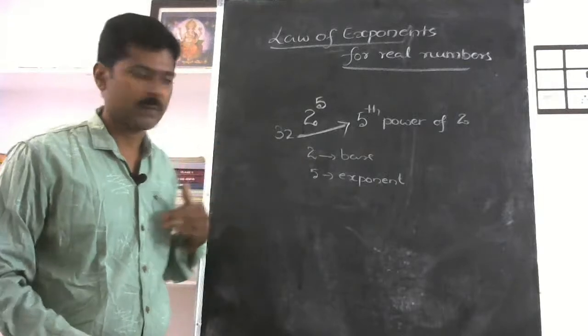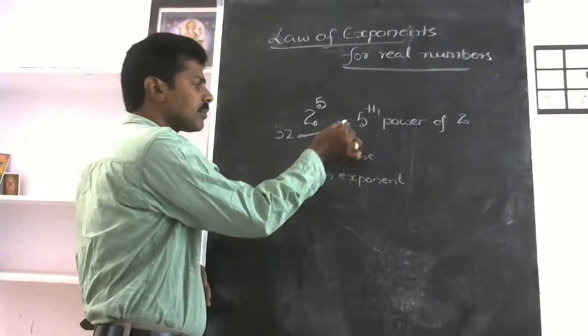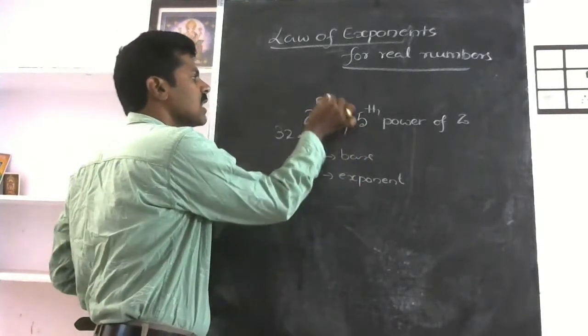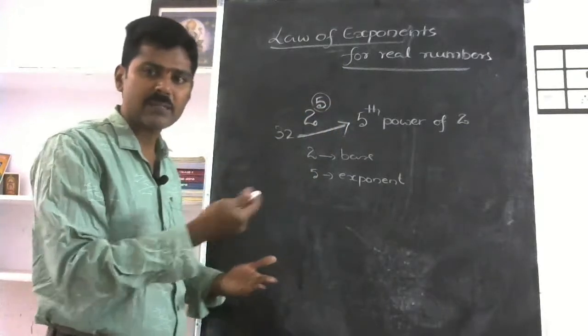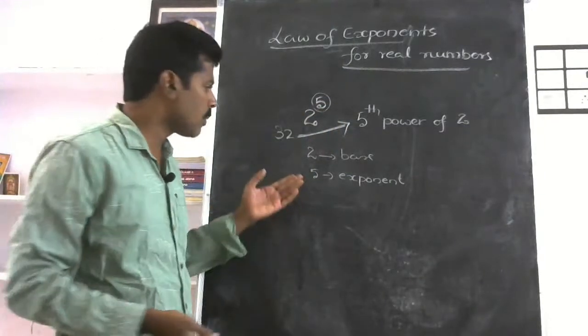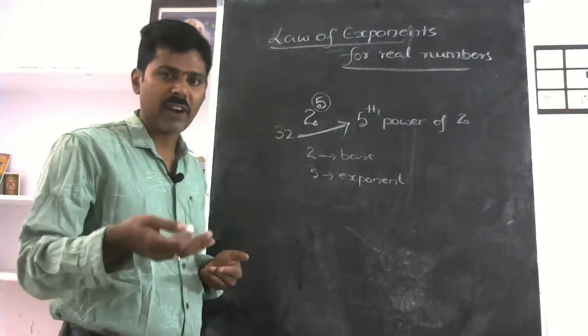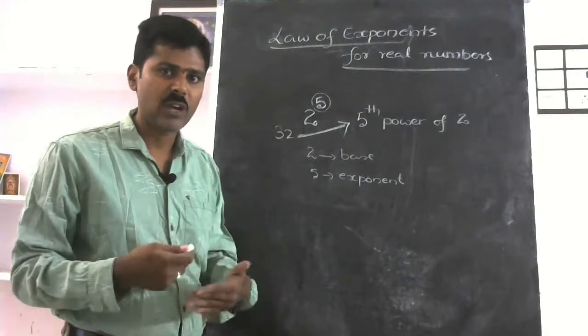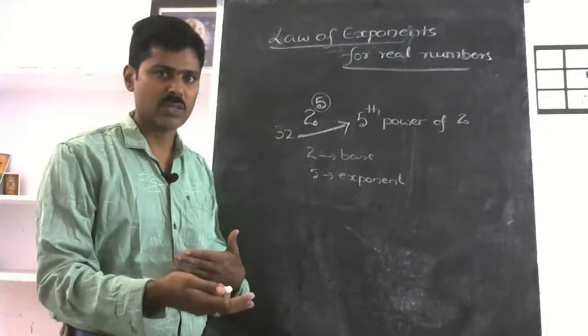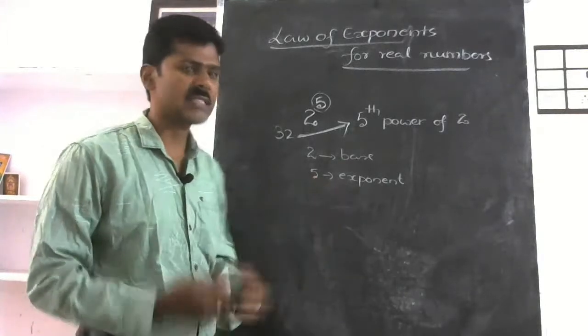Like that you have to say. But if you go with exponent, we have to see how many times that number is multiplied. So in 2 power 5, 2 is multiplied 5 times. 2 doesn't multiply with 5. 2 is multiplied 5 times. So that's why 5 is known as the exponent.